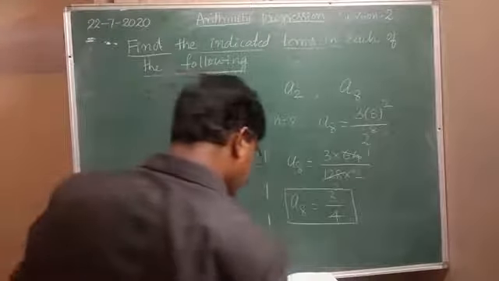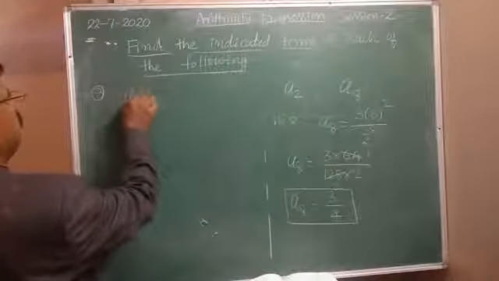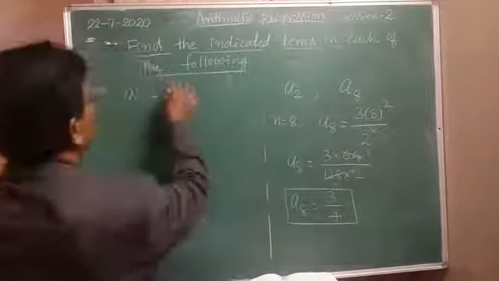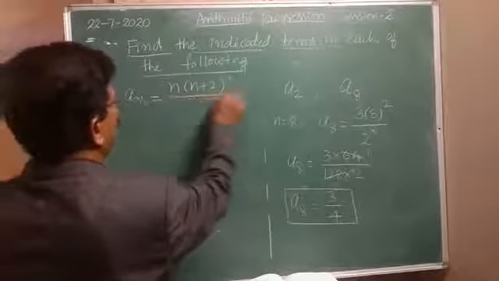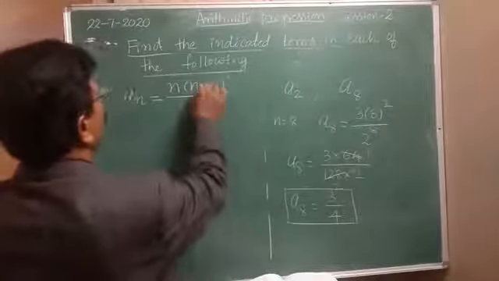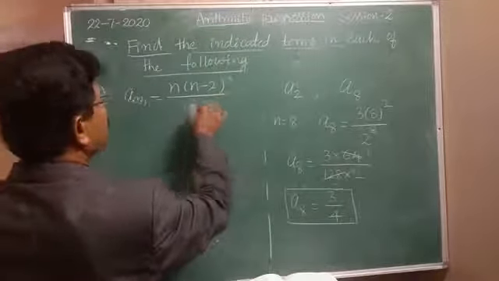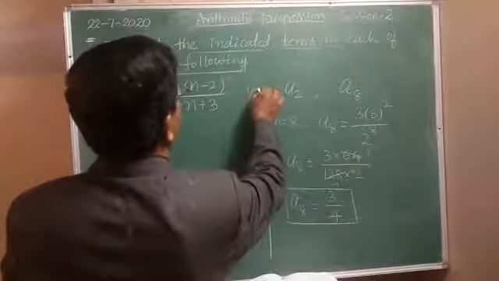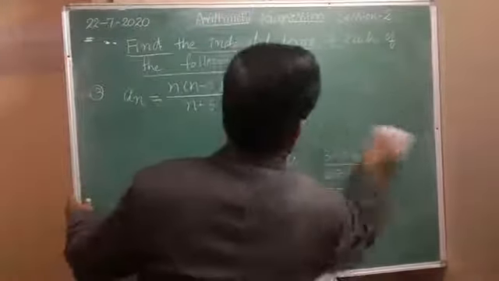The third one. An is described by n into n plus 2 whole divided by n minus 2 whole divided by n plus 3. Now we have to find out A20.